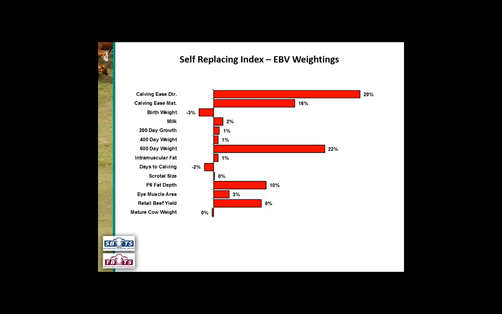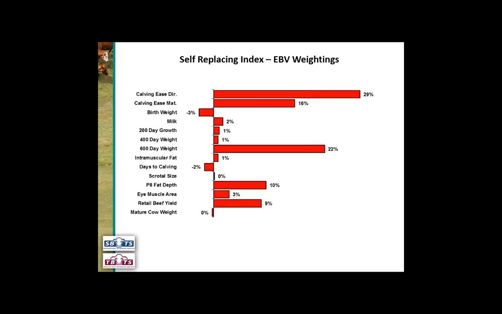P8 fat depth, there is a positive emphasis on P8 fat depth. Remember, we're talking about a lean breed where they're more likely to have not enough fat than too much fat. And retail beef yield has a 9% weighting as well. So you can see there that it gives you a mental picture, or a visual picture, of what the weighting is on each of the EBVs which are being used to calculate this index.